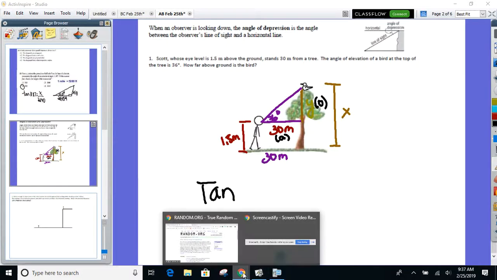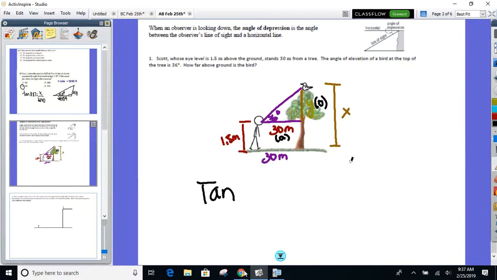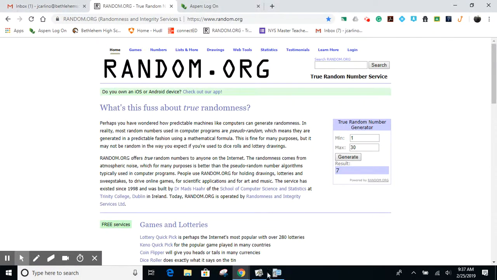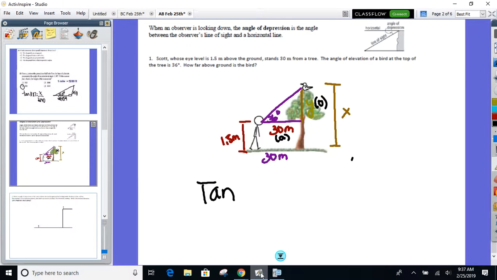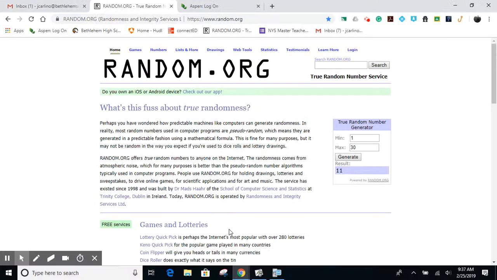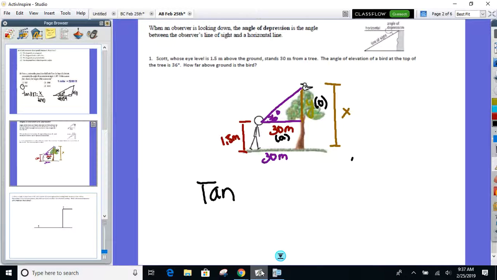Tangent of. Somebody want to finish that equation? Yep, good job finishing that equation. Want to finish that? Tangent of, what's my angle? Sorry, Fiona. You're in the zone. Tangent of 36, yep, equals, which one do I put over which? Y over 30. Got it.